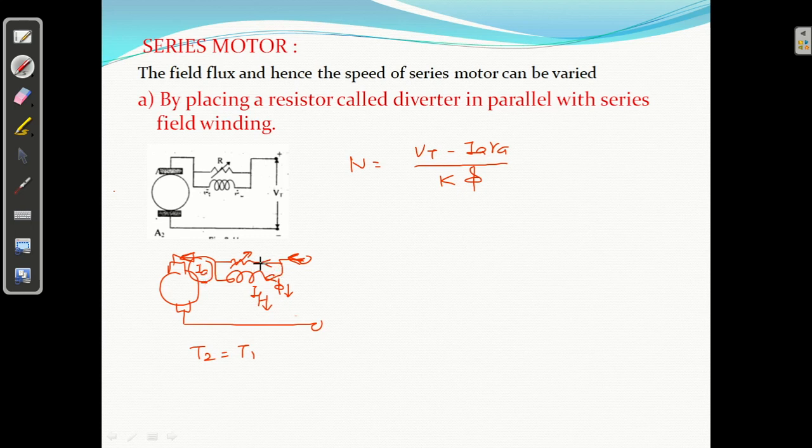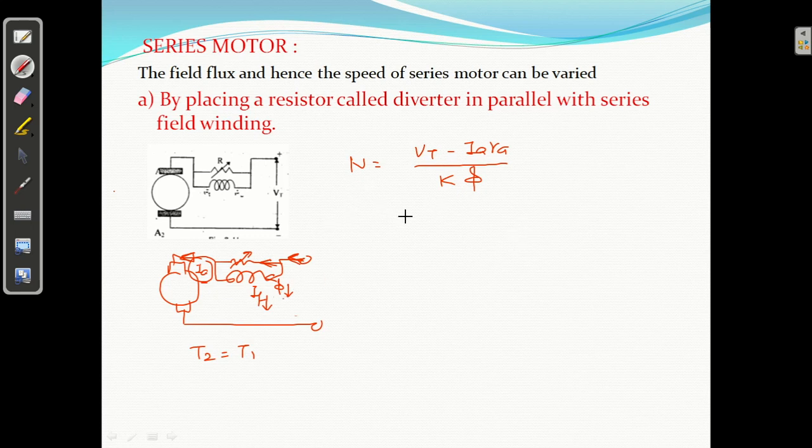So by using this diverter, when you change this resistance, you can change the field current. Field current will change, and when field current changes, flux will change, and when flux changes, speed will change.